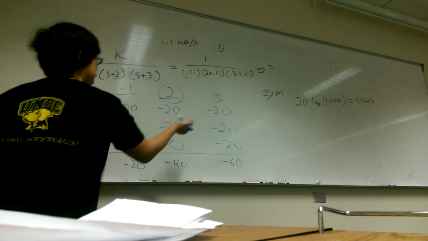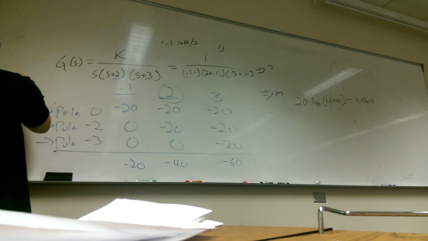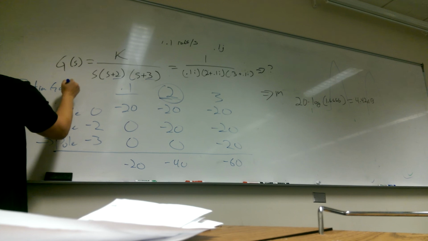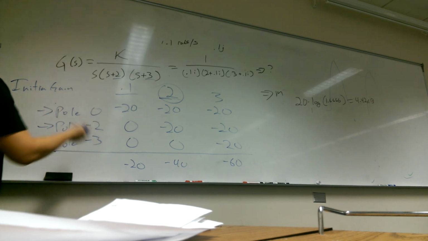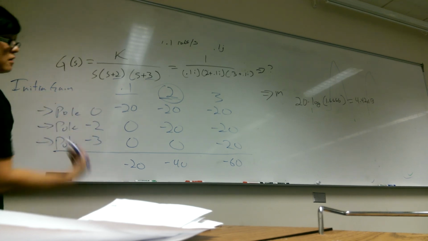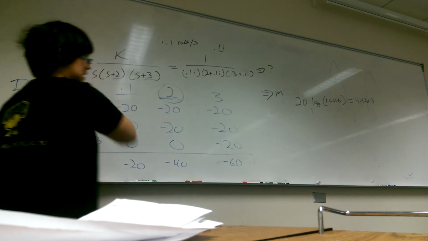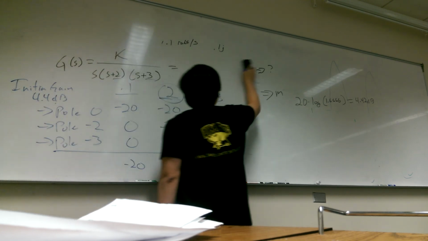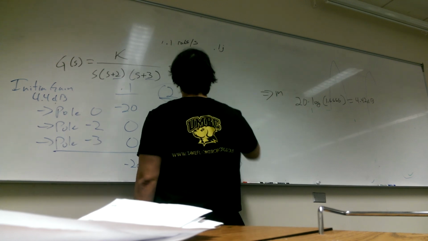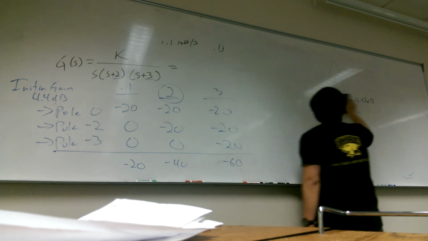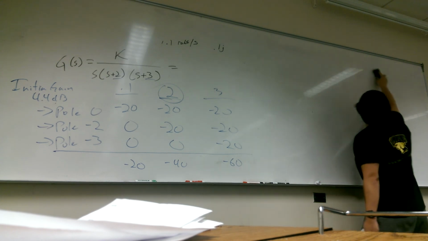So let me write down what the gain is. Initial gain is 4.4 dB. All right, so this is the actual problem. I'll erase everything else. Let's just do some practice. Every single scenario, let's just do right now.